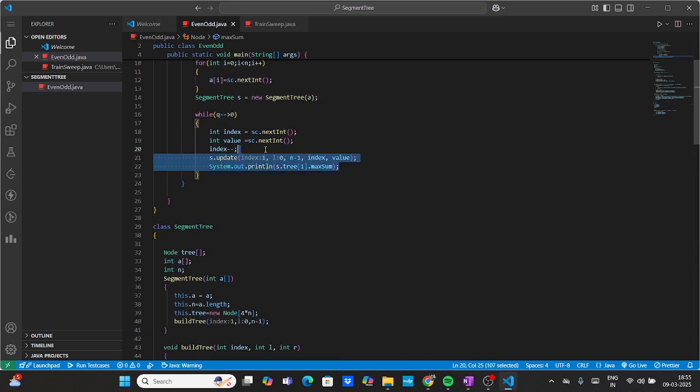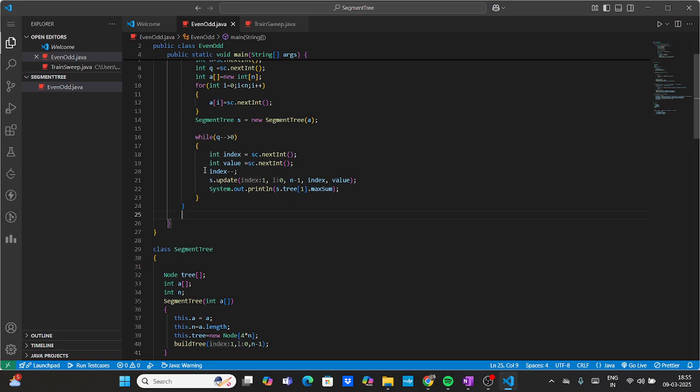Sam, this one, did you understand? Yes, bro. This index is what index? The update index. And our tree always starts from one, right? So one. Okay. Bro, what if we start from 0 in the update? So why did we start from one?